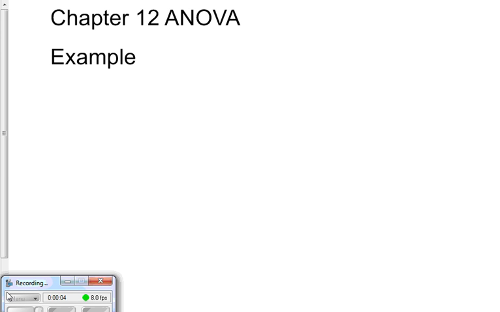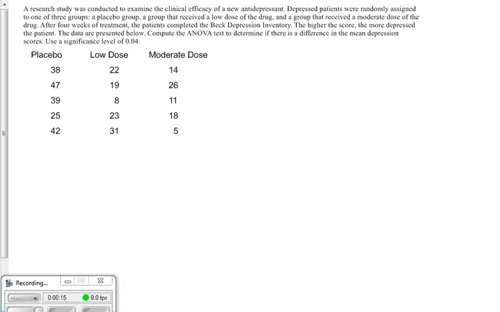Welcome to another video from Chapter 12 dealing with the ANOVA process, and we're looking at an actual example on this one. So the problem is dealing with a research study, dealing with the efficiency of a new antidepressant drug. There will be a placebo group, a low dose group, and a moderate dose group to determine the efficiency.